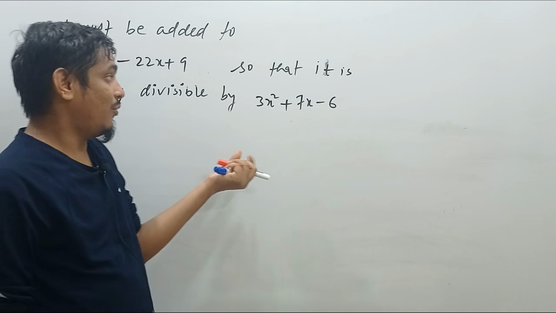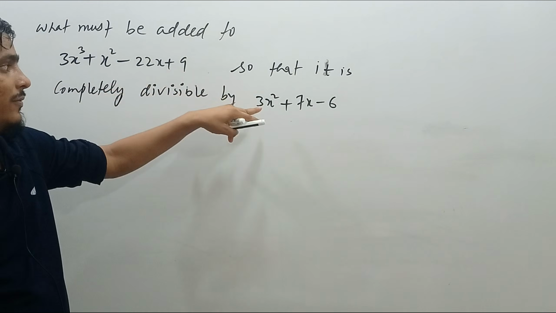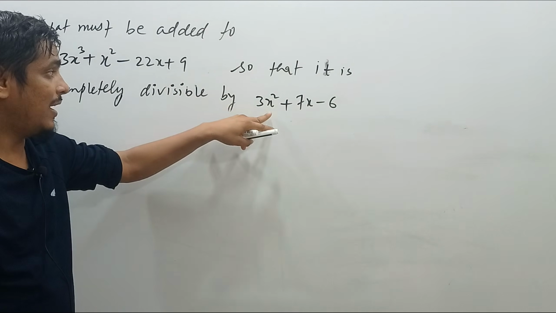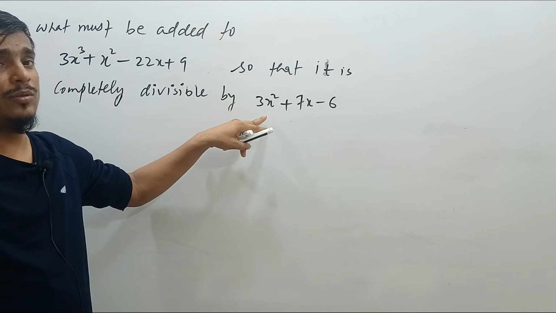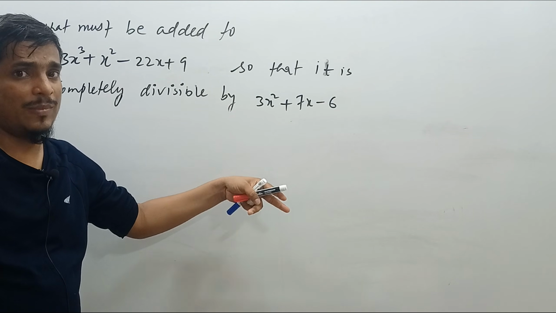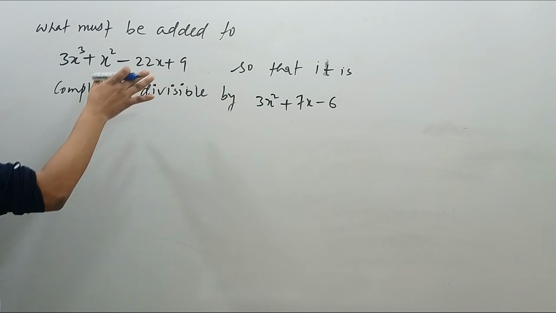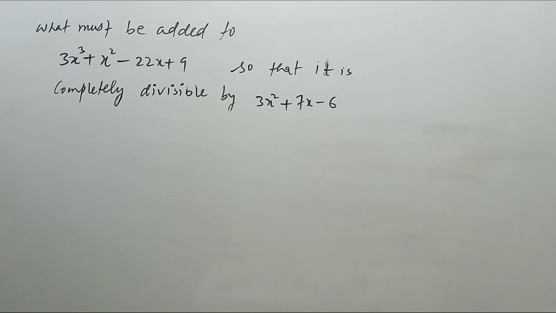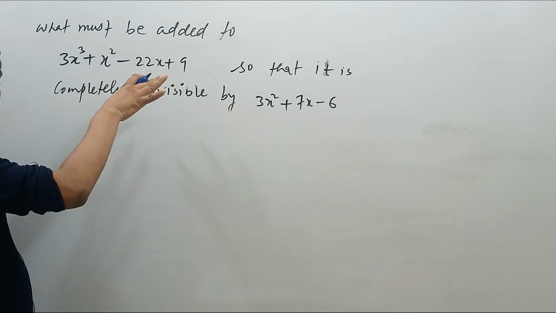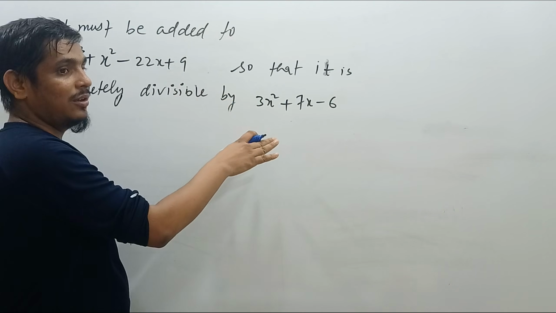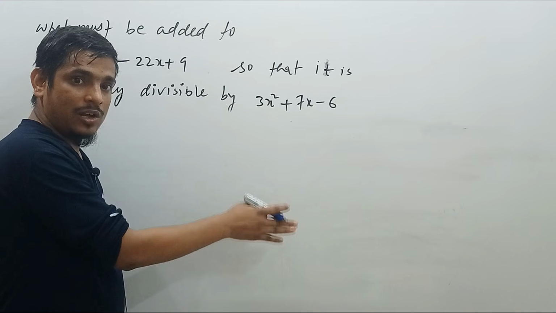In that, we have to find what needs to be added so that it will be completely divisible. Means when we divide this cubic by this one, it is not going to be completely divisible. We will get some remainder, right? So what needs to be added to this dividend so that it will be completely divisible? You can do this by the long division method and find the remainder.